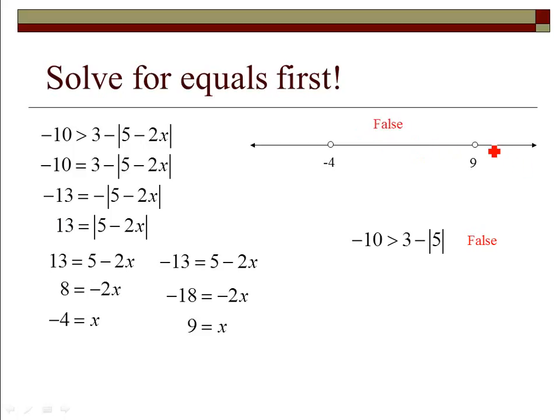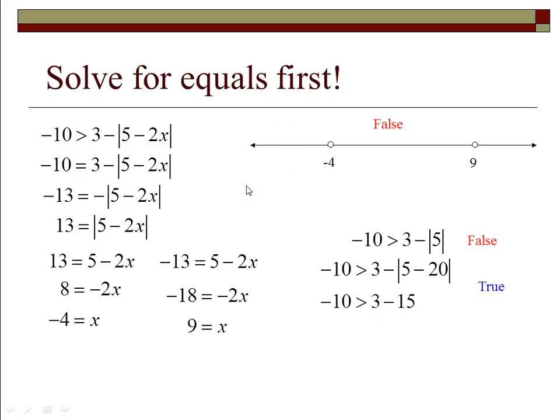Now, I could plug in a point above 9, say like 10. If I plug in 10 in the equation, I get 5 minus 20 in the absolute value. This gives me -15, but the absolute value of -15 is +15. So I get 3 minus 15, that's -12. -10 is bigger than -12. That's a true statement. So we kind of anticipated this one's false, this one should have been true. Likewise, this one over here should be true, as long as it's not a special case. That's not a bad idea to check anyway.